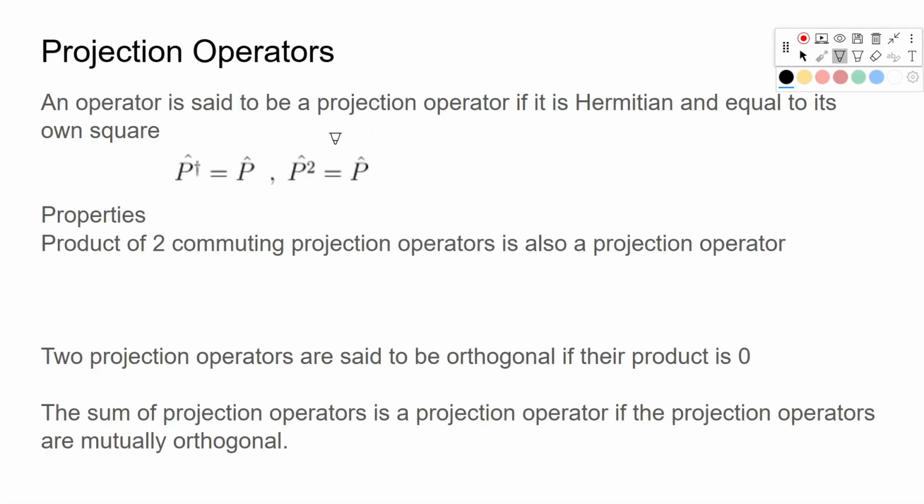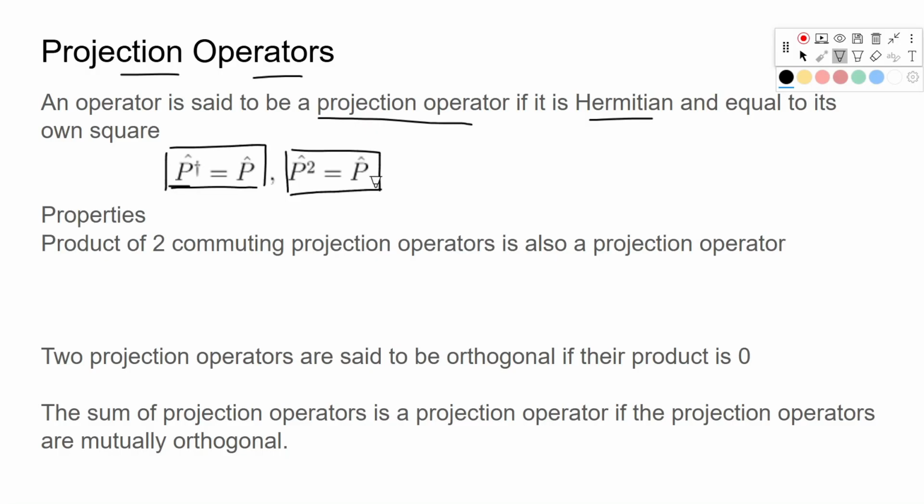Let's now discuss the concept of projection operators. An operator is said to be a projection operator if it is Hermitian and equal to its own square. So the operator P here is a Hermitian operator and P squared is equal to P. So P is a projection operator. Both these conditions, Hermitian and being equal to its own square, need to be satisfied. Another example of a projection operator is the identity operator. We will discuss identity operators a little more in the next few slides.